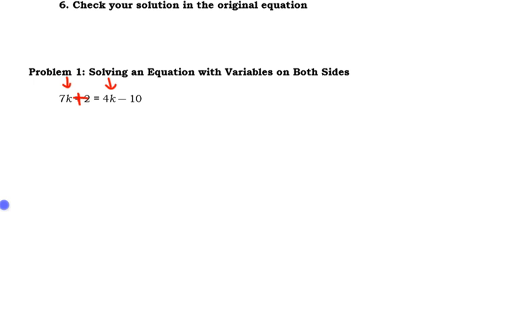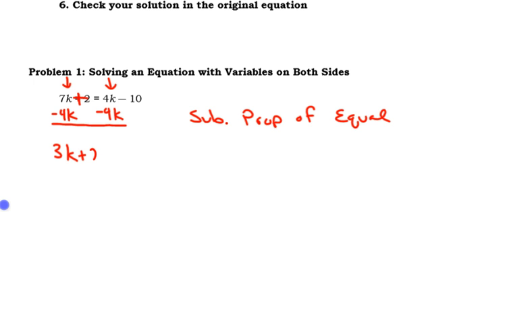So what I'm going to do is use my properties of equality. Since this is a positive 4k, I'm going to subtract 4k so that I can get all the k's on the left-hand side. I used my subtraction property of equality to do this. Now on the left-hand side we have 7k minus 4k, which is 3k. Bring down your plus 2. And be careful to bring down your minus 10, not a positive 10.